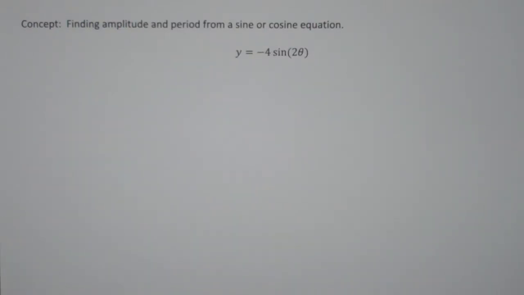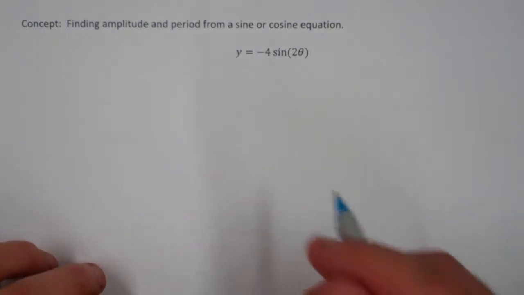In this video we're going to be finding the amplitude and period from a sine or cosine equation. If you haven't checked out the last video, please check that out. You'll be given a graph there and you'll see the amplitude and period graphically. And now we're going to take a look at the equation here.